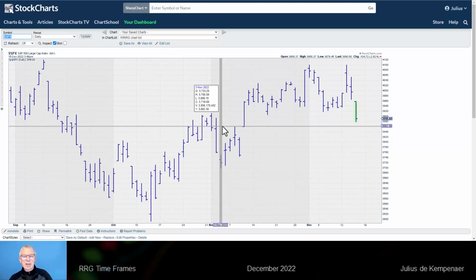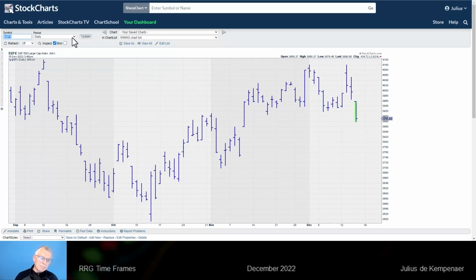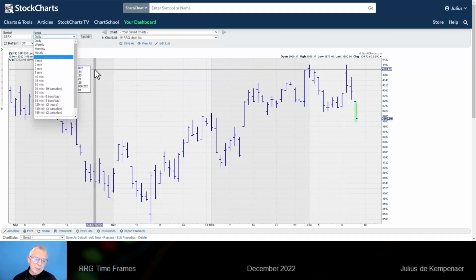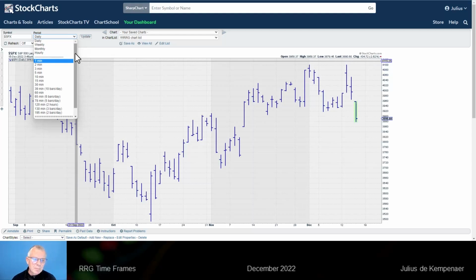Obviously, we went from daily to weekly to monthly, and we could even go to quarterly and yearly, which is super long. So if you want to look at really super long-term trends, you may want to look at quarterly or even yearly. We'll leave that for now, but I think you get the idea.